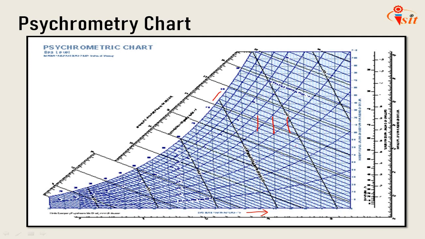The mass of water vapor in kg per kg of dry air is drawn parallel to the abscissa, that is the x-axis, for different values of dry bulb temperature. So that is specific humidity, mass of water vapor, that is horizontal lines, parallel to the x-axis. So these horizontal lines are specific humidity lines. Specific means mass of water vapor present per kg of dry air. So it is a major vertical scale of the chart.